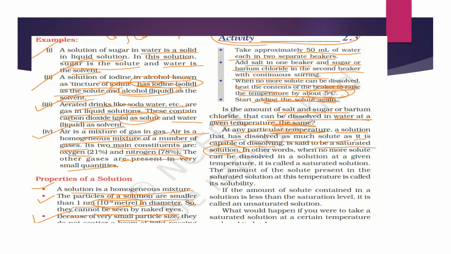In other words, we can say that when no more solute can be dissolved in a solution, it's called a saturated solution. So it's fully saturated. It's fully whatever solute can be dissolved in it, even after application of heat. So it's a saturated solution. Now the amount of solute present in a saturated solution at that temperature is called its solubility.